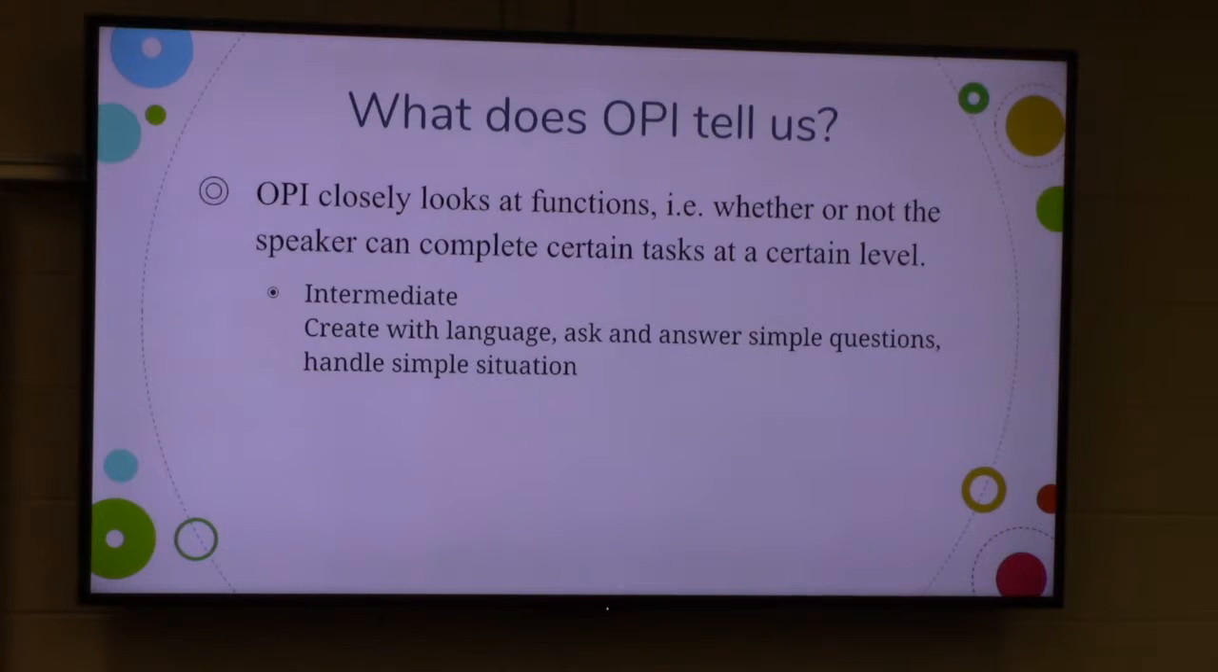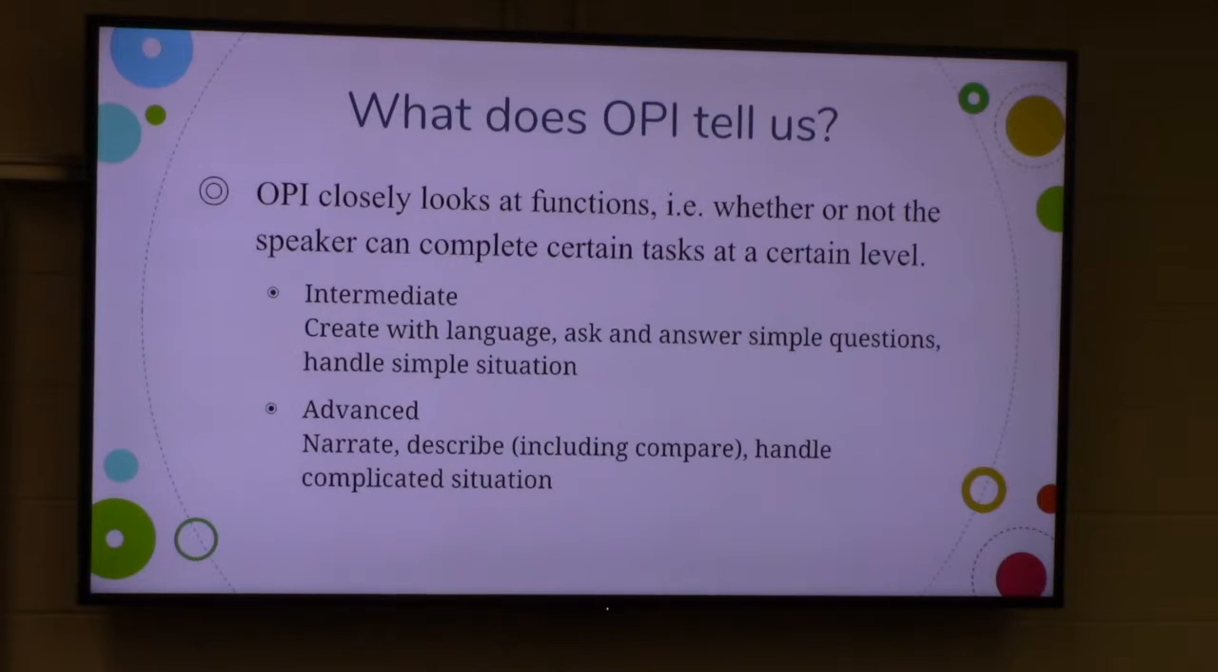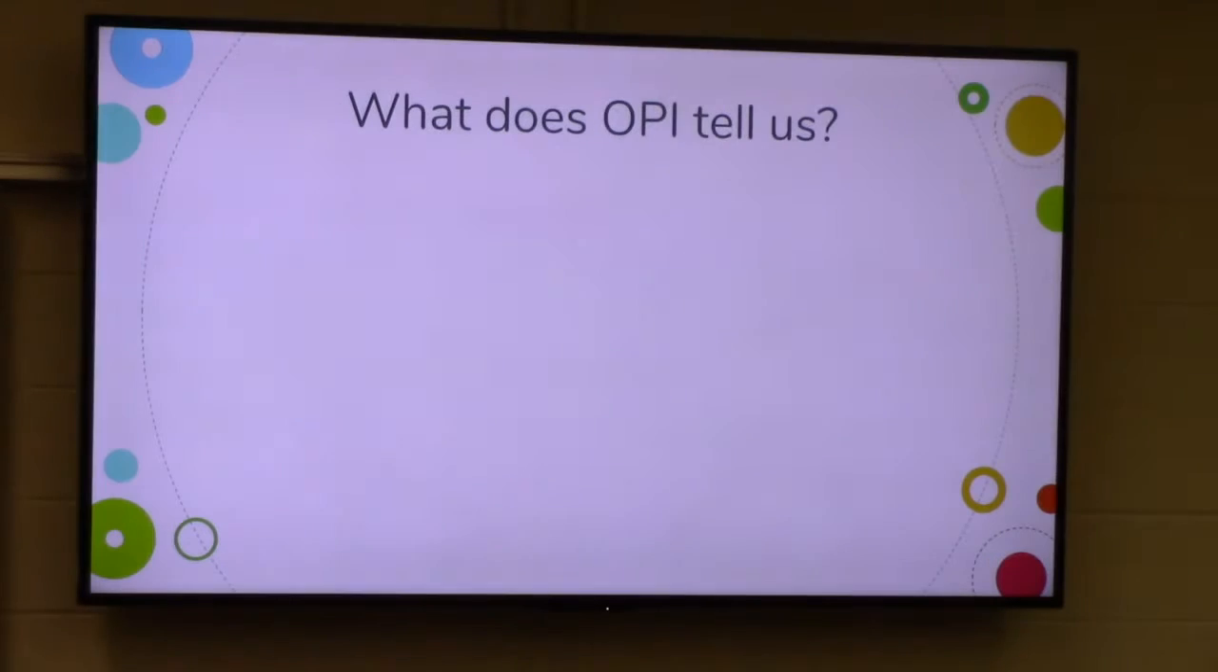So intermediate, again, create with language, ask and answer questions, and very simple strings of sentences. That's it. Okay. Advanced learners, they can narrate, they can describe. When I say describe, that also includes comparison. They can compare things. If they can describe two things in detail, of course they can compare them. And they can handle complicated, unrehearsed situations. Okay?